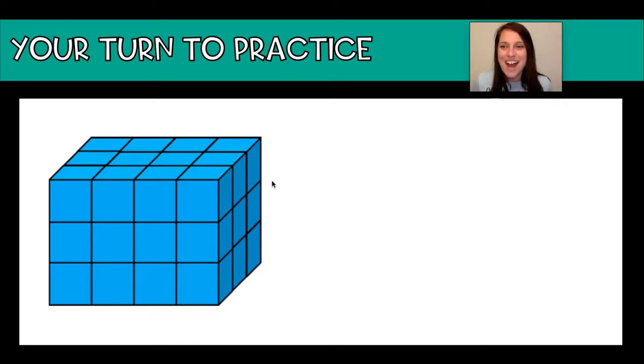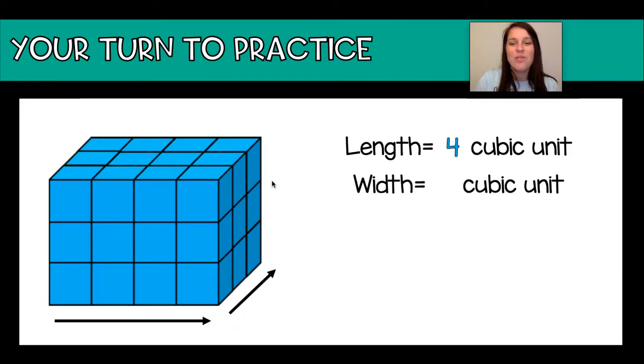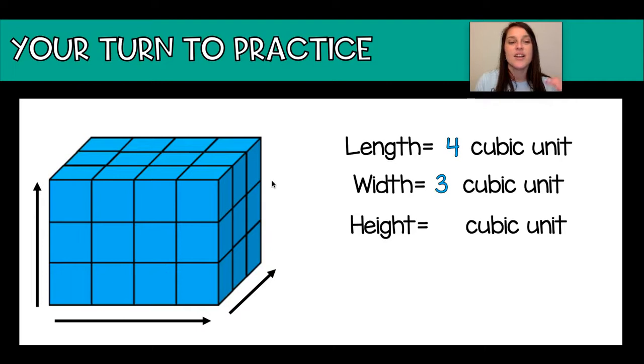All right, we're back. Hopefully you stopped it and tried it for yourself. So let's recap. How long this rectangular prism is, or the length, was 4. Hopefully you got that right. The width is 3. And the height has 3 layers tall: a bottom layer, a middle layer, and a top layer.